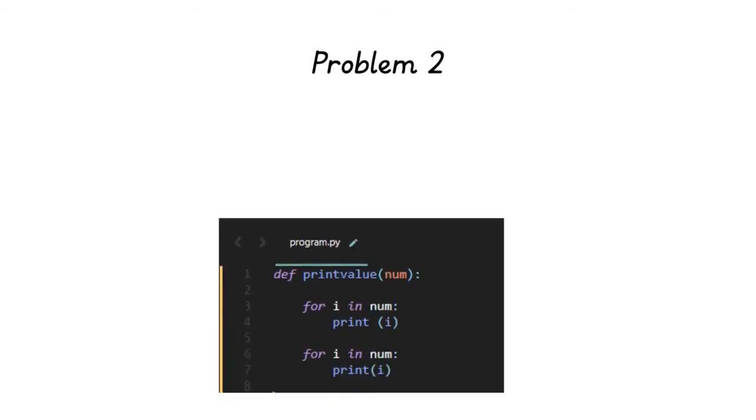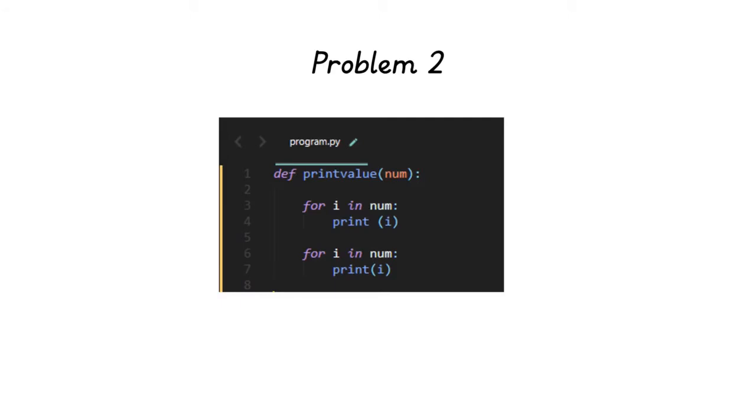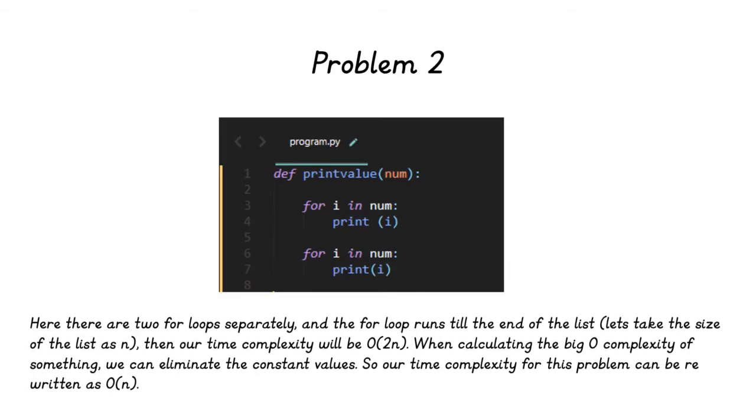Example number 2. Want to work out this problem? Then pause the video here and try it. You got the answer? If not, it's okay. Let me explain. Here, we have two for loops separately, right? And also, we can see that the for loop runs till the end of the last element in the list. So, the time complexity of one for loop is n.